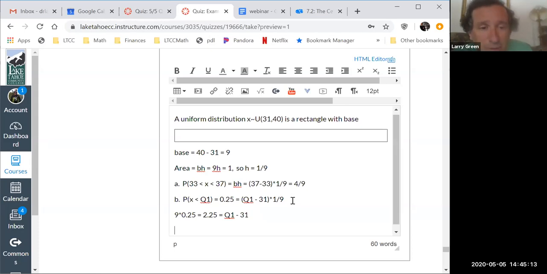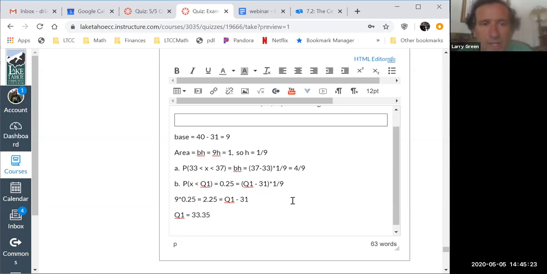And now add 31 to both sides, and you get Q1 is equal to 33.25. Any questions on part B?